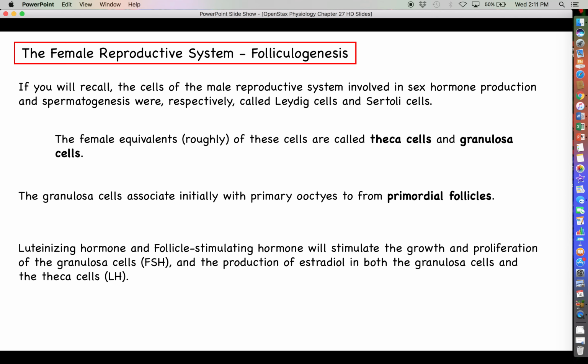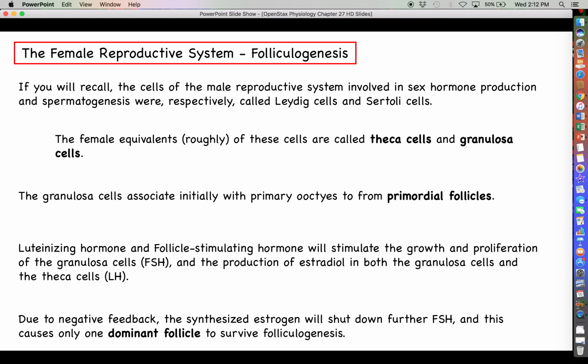Luteinizing hormone and follicle-stimulating hormone, both of which come from the anterior pituitary, are both going to stimulate the growth and proliferation of the granulosa cells, so that is mainly a follicle-stimulating hormone effect, and the production of estradiol in both the granulosa cells and the theca cells. So that's a luteinizing hormone effect. That's one of the departures from what we saw with the Leydig cells and the Sertoli cells. The Leydig cells were just testosterone production. The Sertoli cells were just spermatogenesis. Here, both the granulosa and theca cells are capable of producing estrogen in response to luteinizing hormone, but generally speaking, the granulosa cells are really what focuses on the oogenesis process.